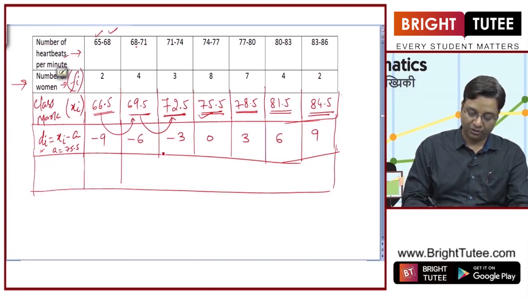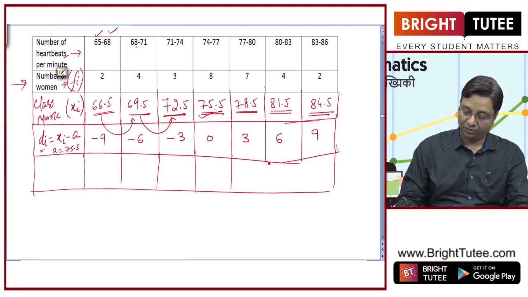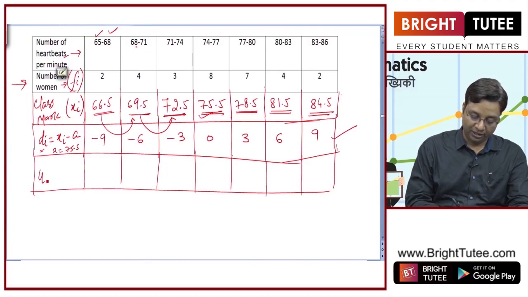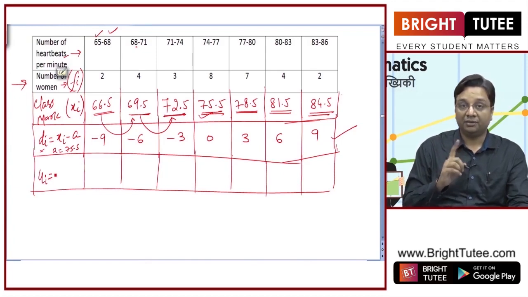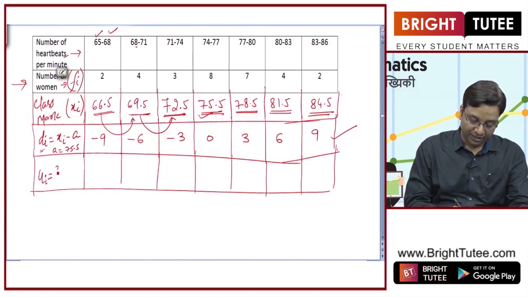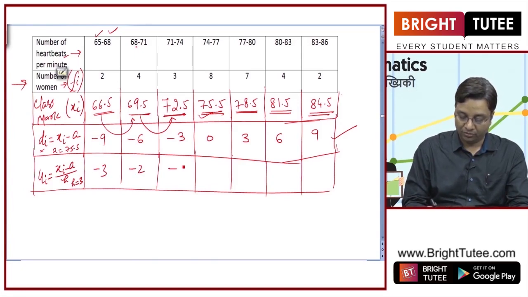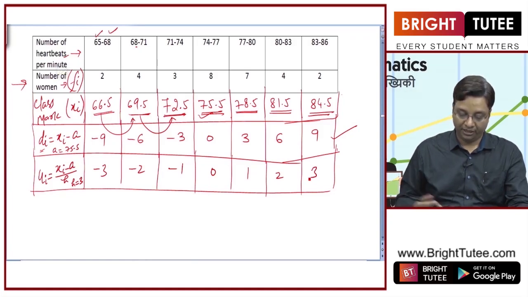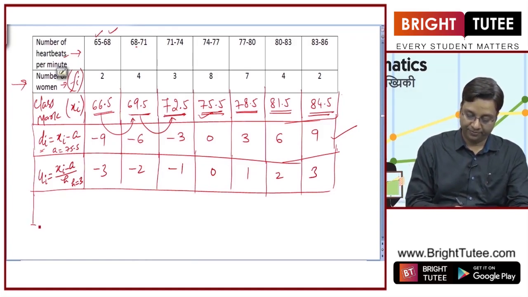Or further, if you want to simplify it, you look for a suitable number which divides all these numbers here, and you can calculate ui. That means I am using the step deviation method. So I need to divide it by a suitable number h. h in this case can be taken as 3. So this will give me minus 3, minus 2, minus 1, 0, 1, 2, 3. Now it became a little simpler.